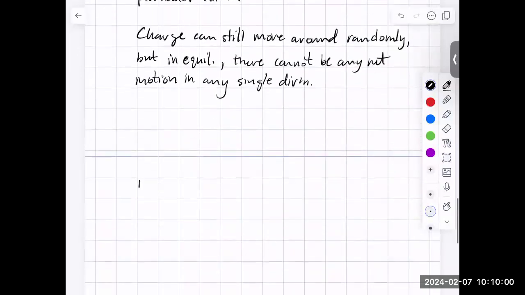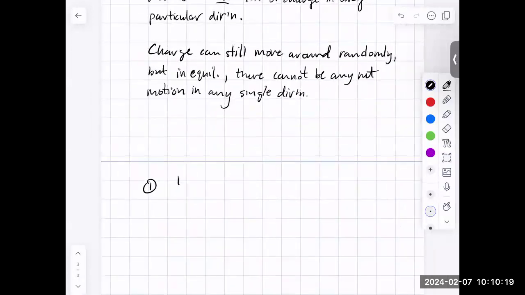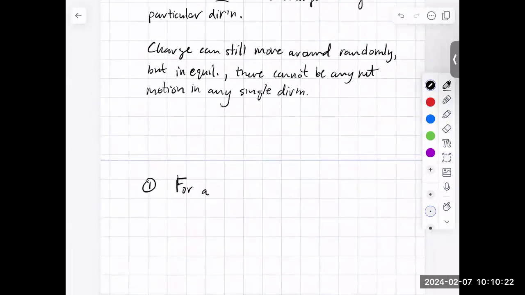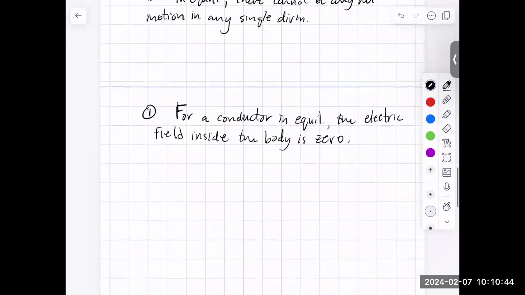Okay, so the first thing that we'll say is that I'm going to claim that the electric field inside a conductor in equilibrium has to be zero. We'll try to justify that claim. So for a conductor in equilibrium, the electric field inside the body is zero. Okay, so how can I justify that?